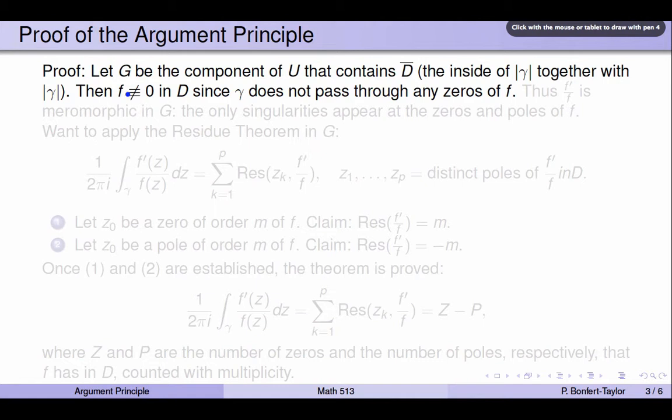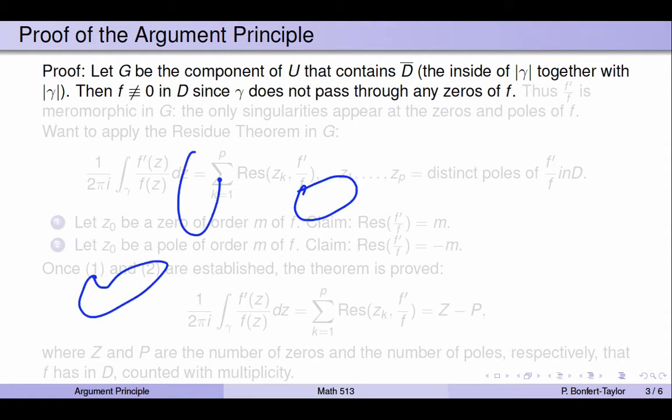We'll denote by G the component of U that contains gamma and the inside of gamma. So theoretically, U being an open set, it could have several components. It could be, you know, this and this and this together, and gamma is contained in one of them. We'll just choose the component of U that contains gamma and its inside, and we'll call that component G.